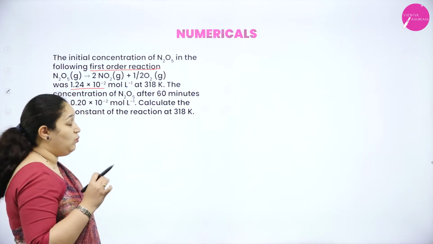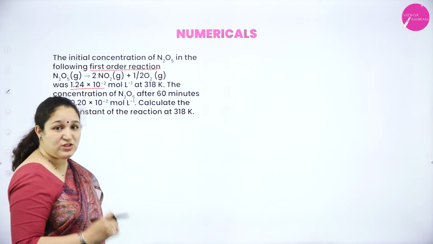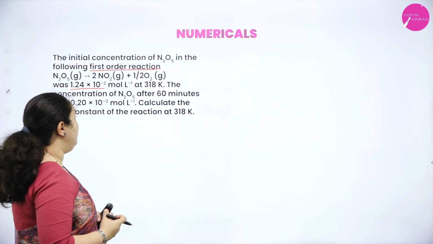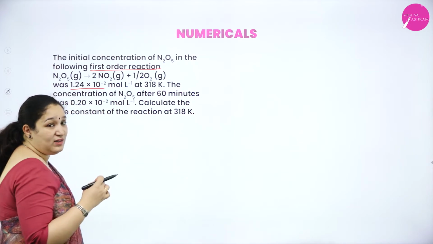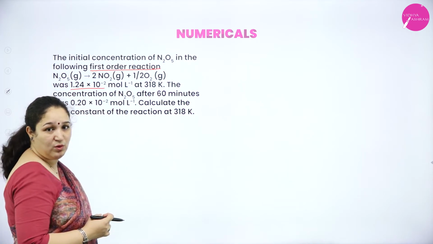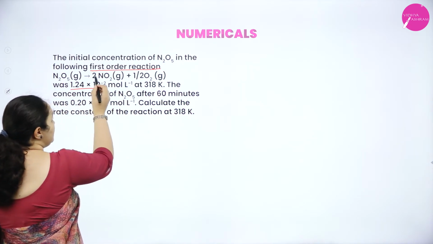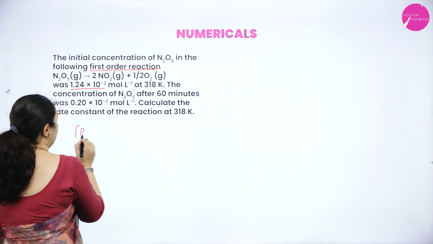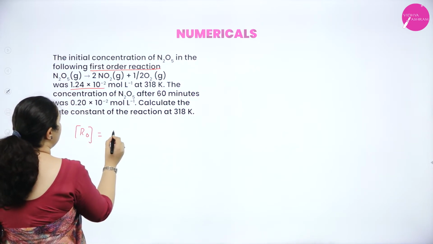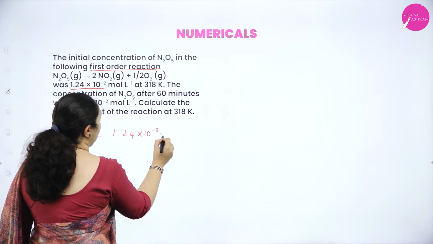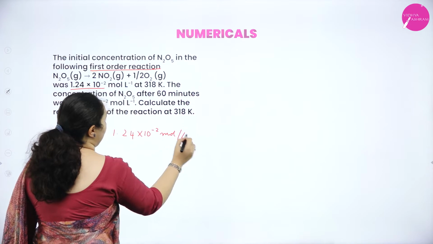So, first what we have to do is read the question, understand the question. Then first write down what is the data available from this question. I know it is a first order reaction and initial concentration R naught is 1.24 into 10 to the power minus 2 mole per liter.